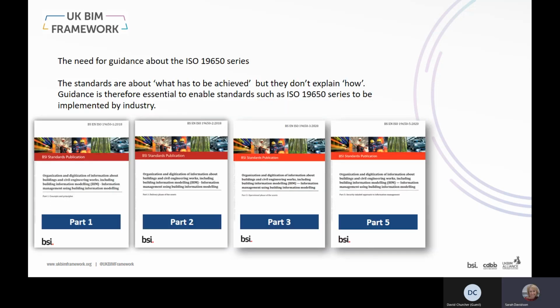The ISO 19650 series currently comprises Part 1, 2, 3 and 5. Part 1 covers the overall concepts of information management using BIM. Part 2 is specific to the delivery phase, design and construction of assets, and Part 3 covers the operational phase. Part 5 sets the requirements for the adoption of a security-minded approach to information management as a whole. ISO 19650 Part 4 is currently under development, and it's due to be released hopefully in early 2022.